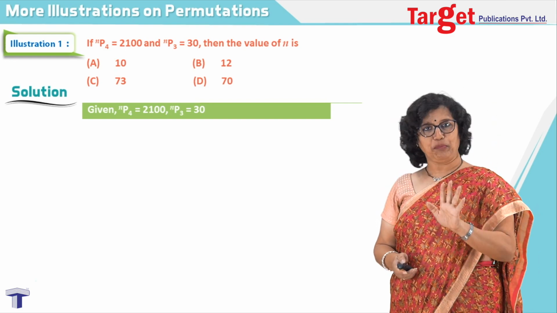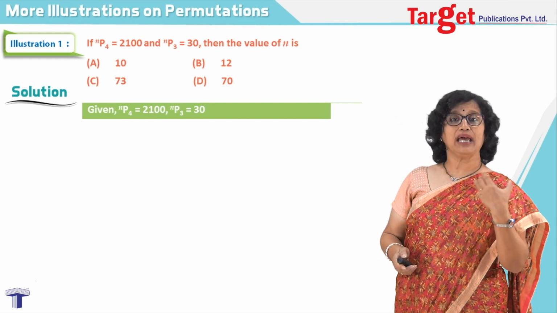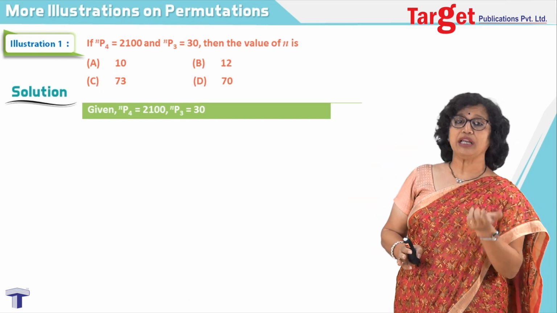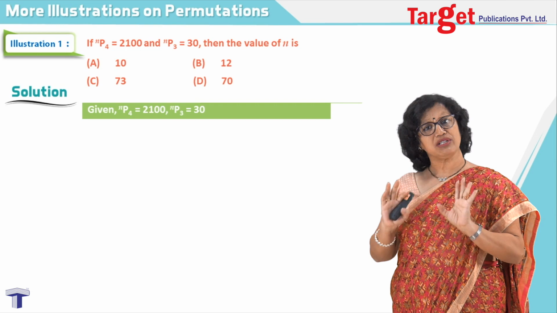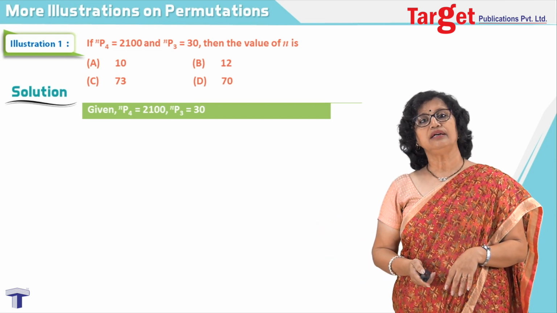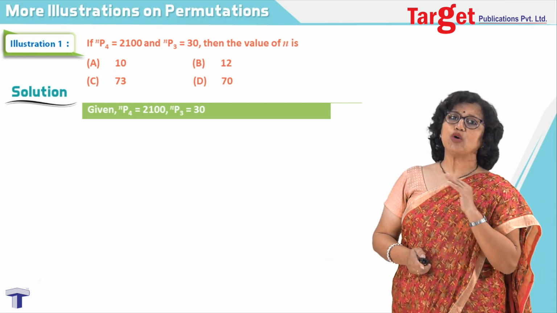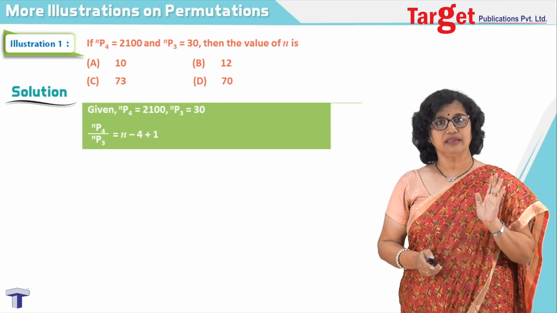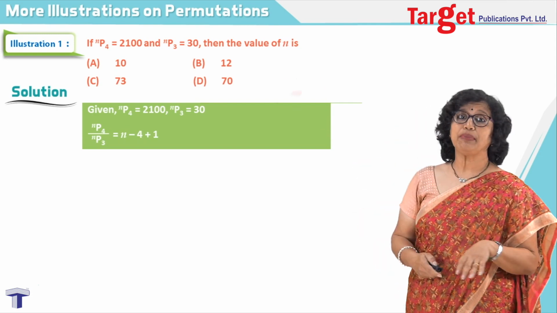Actual expression for nP4 would be n factorial upon n minus 4 factorial. For nP3 it would be n factorial upon n minus 3 factorial. You have just two equations actually, correct? And we have to get n. It looks tedious, but use a little intelligence and divide one by the other, right? And by dividing, what happens?